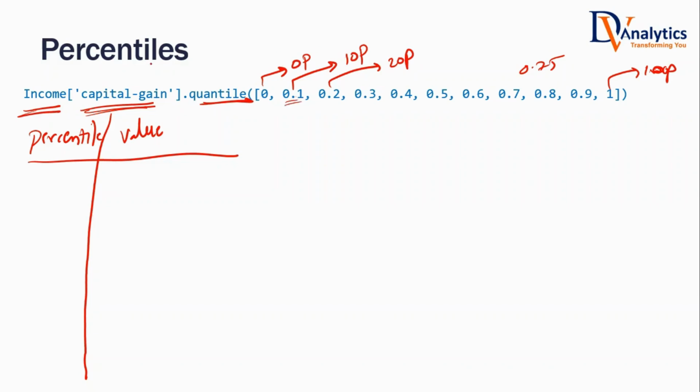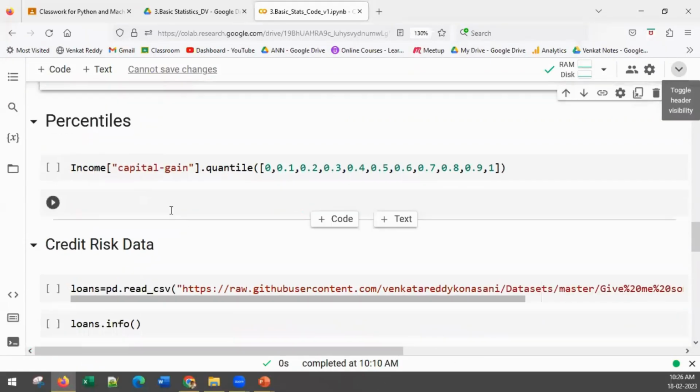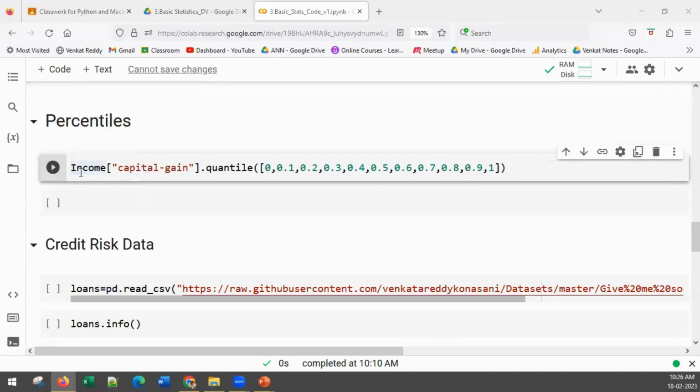Have you understood this piece of code, all of you? Please confirm that. Data frame name, column name, dot quantile, mention whatever percentiles that you want. Go back to your code file. Execute this code. Let me know once you have the data. We will discuss the output.